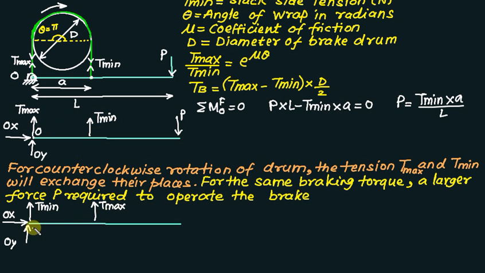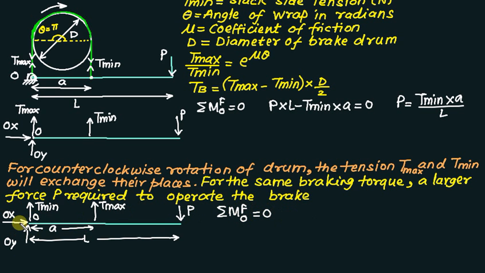This distance is A and this distance equals L, and this is the external force applied to operate the lever, equal to P. If I take the moment of all forces about point O, then the total moment must equal 0. These three forces are passing through point O, so their moment will be 0.